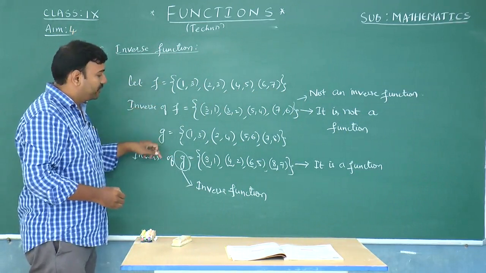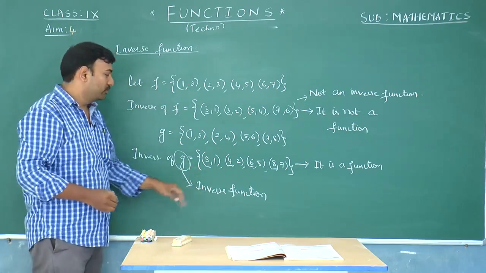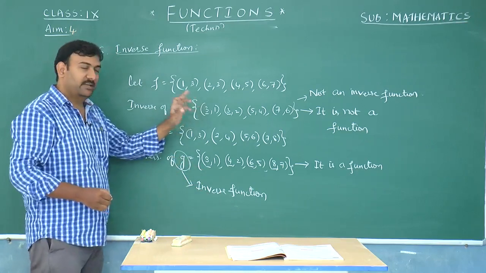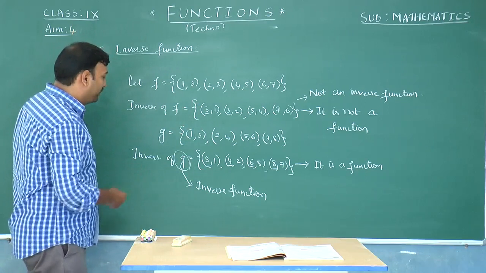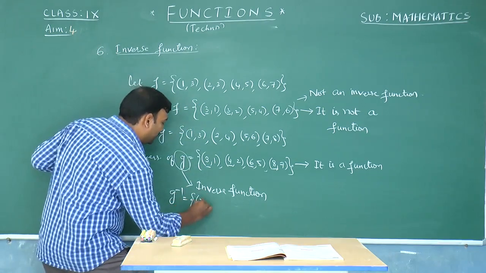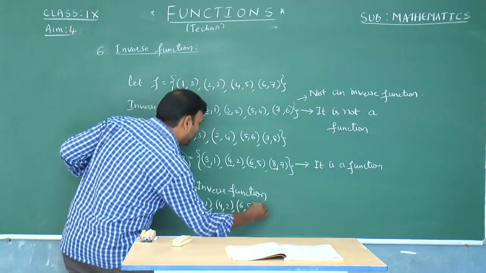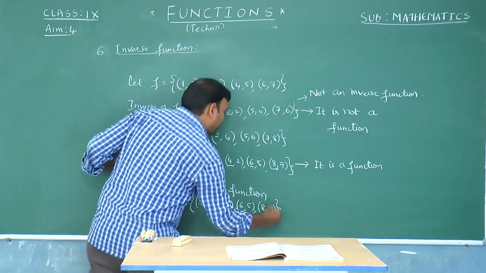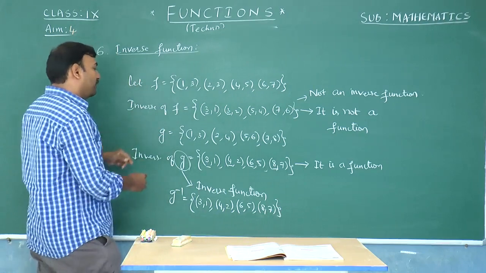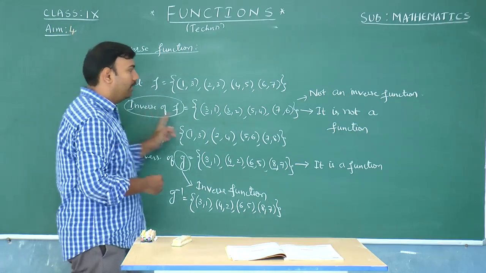If the inverse of a function becomes a function, then such a function we call an inverse function. So here the inverse of g is called an inverse function, whereas the inverse of f is not an inverse function. The inverse function is indicated by g inverse. So g inverse is (3,1), (4,2), (6,5), (8,7). It is called the inverse function. Whereas the inverse of f, even though it is indicated by f inverse, is not an inverse function.